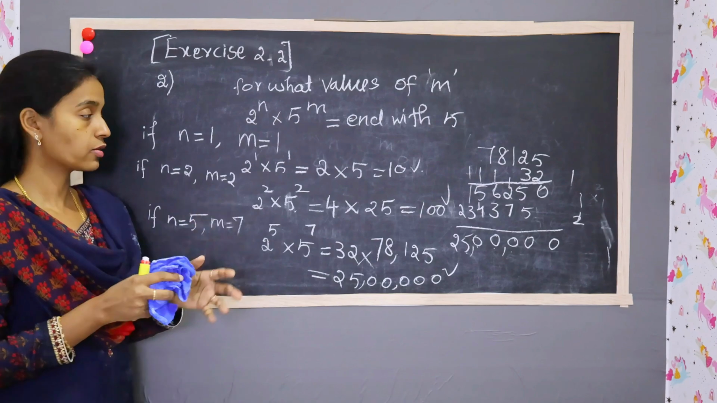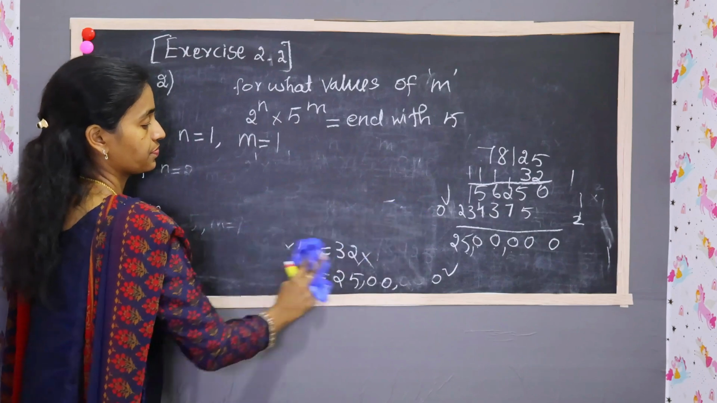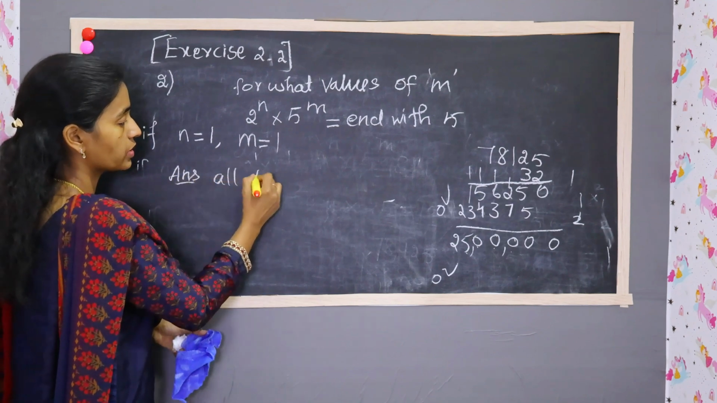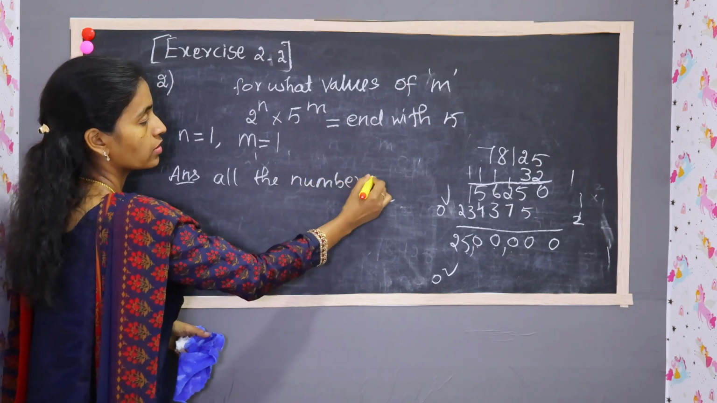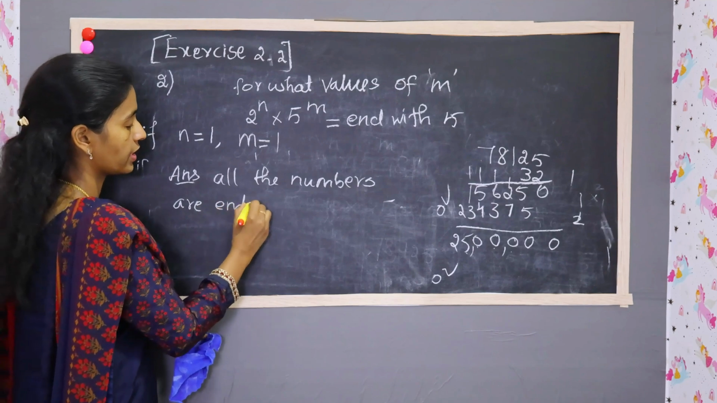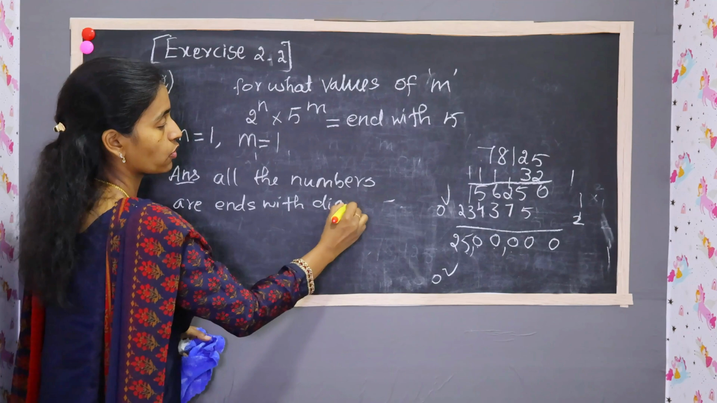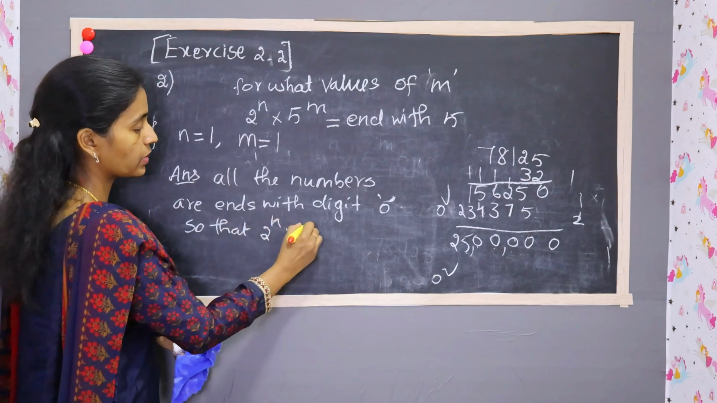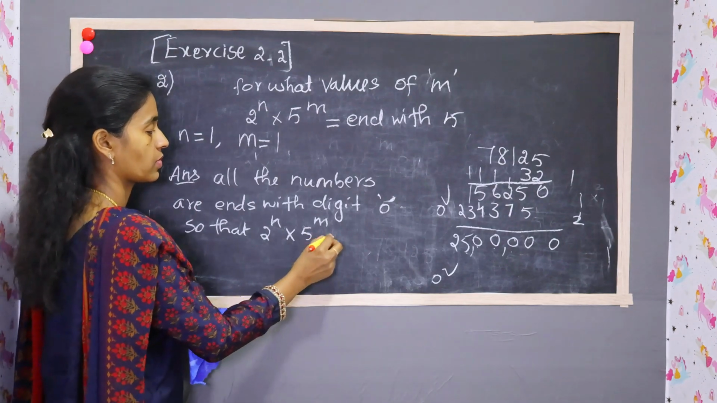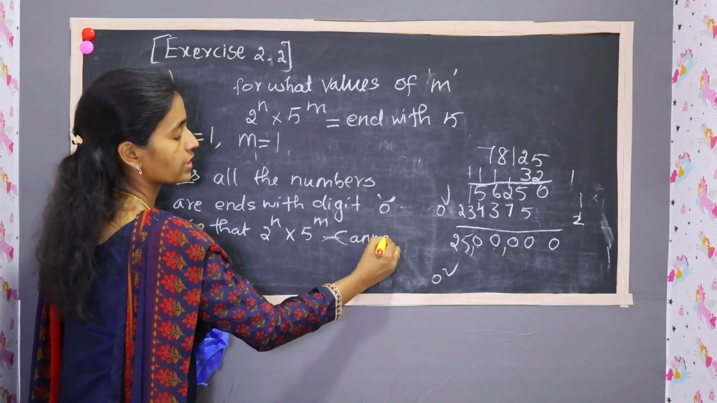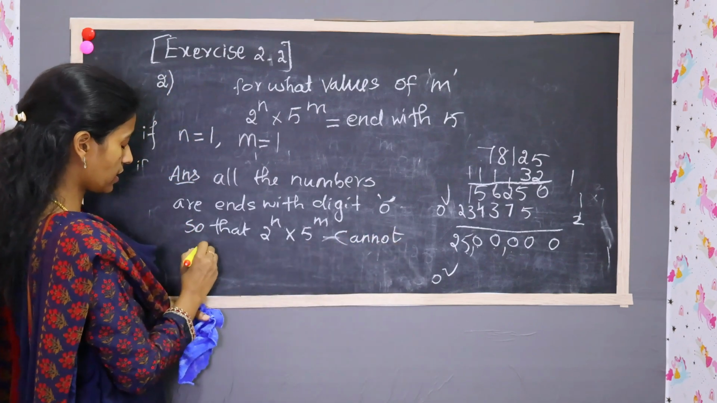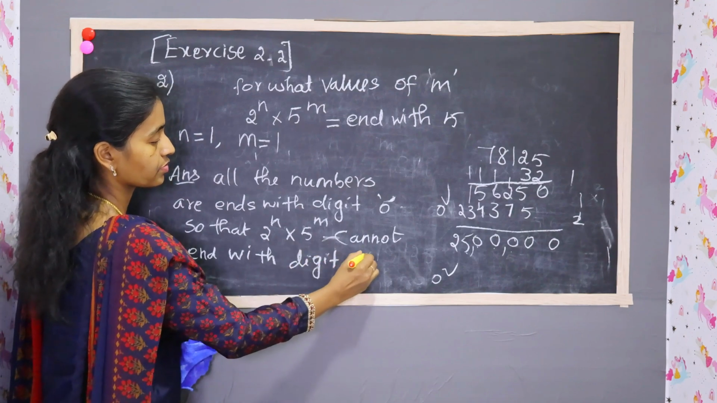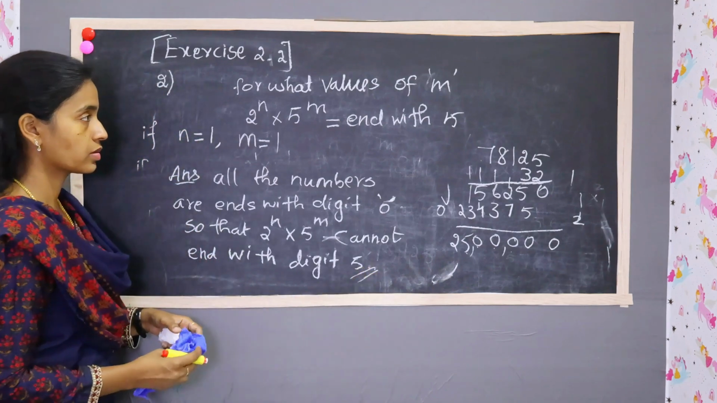It's very easy. How can we write the answer? The answer is: all the numbers end with digit 0, so that 2 power n into 5 power m cannot end with digit 5.